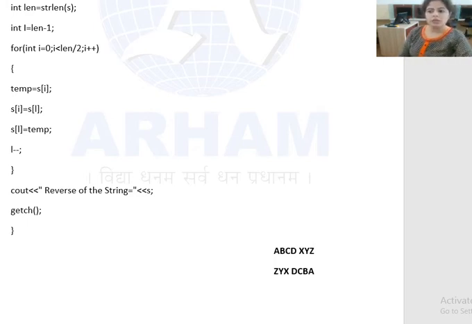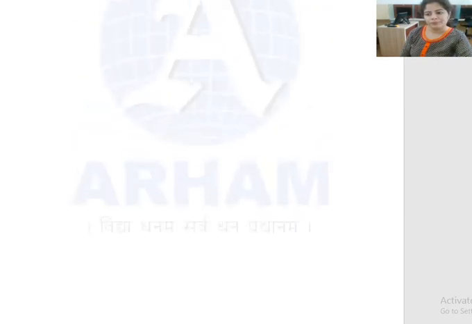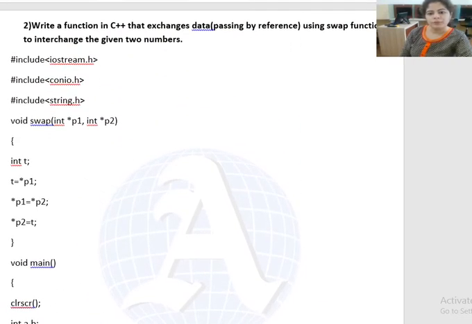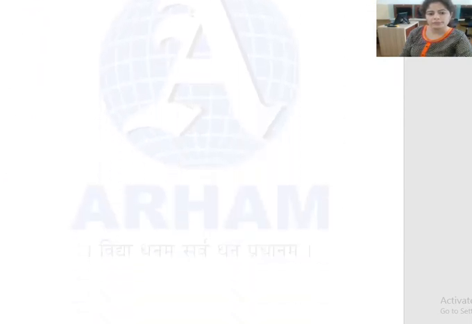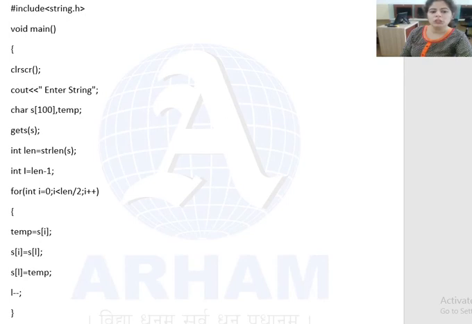So with this we have completed 2 programs. The second program was swapping of two variables by using a pointer variable, and the third program is reversing of a string. So students, you have to perform both the programs. With this we have completed a total of 3 programs, and you have to perform all the programs on your own. So that's all for today.